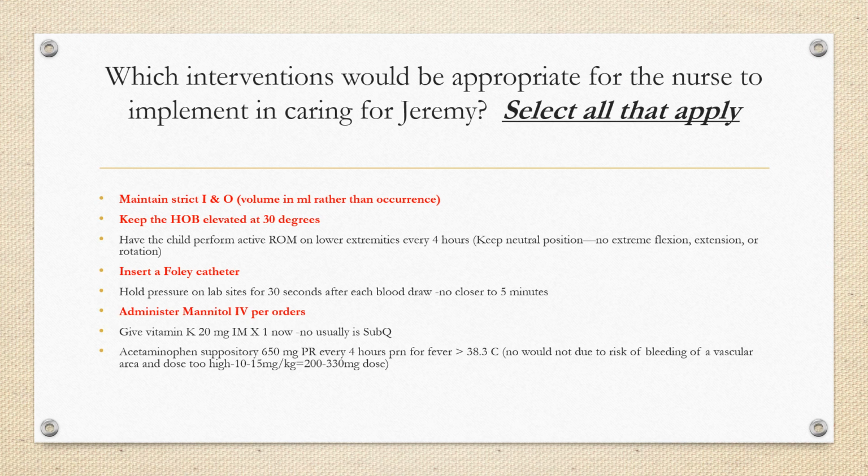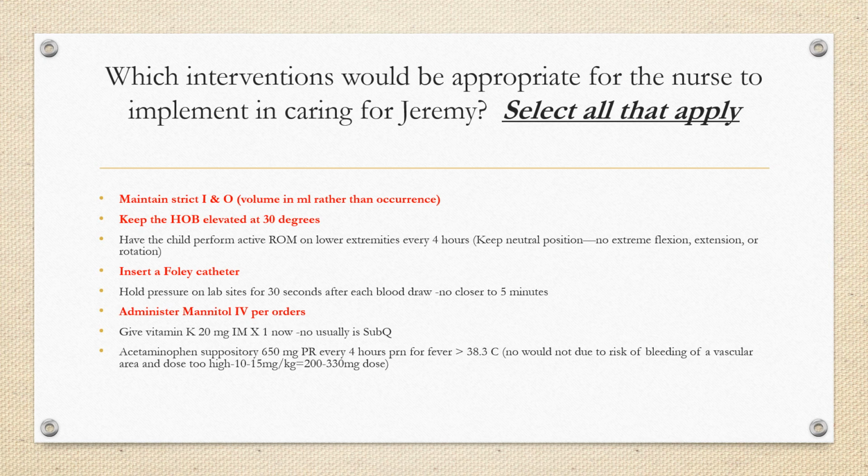So which interventions would be appropriate for the nurse to implement in caring for Jeremy? Select all that apply. Maintain strict I&O. So we want to do that, of course. We're going to monitor his urine output in milliliters rather than occurrence. So that means we're going to give him something to measure his urine in, and since he's a male, a urinal would be fine. We just want to make sure how much urine output he has.